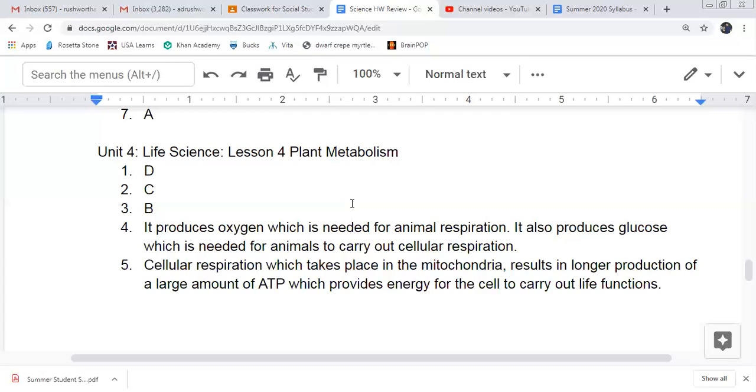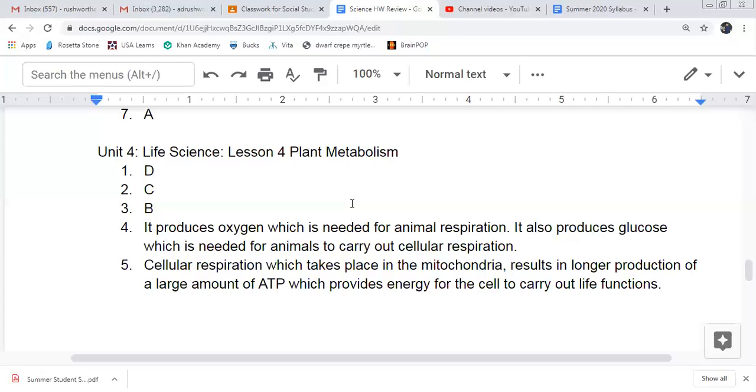Number 3, in hot, dry weather, some grasses will close their stomata in order to reduce the amount of water lost to the atmosphere. What would be a result of this action? It is B, the grass will cease photosynthesis and turn brown. If the stomata are closed, the plant can't take in carbon dioxide from the air and will not be able to carry out photosynthesis.